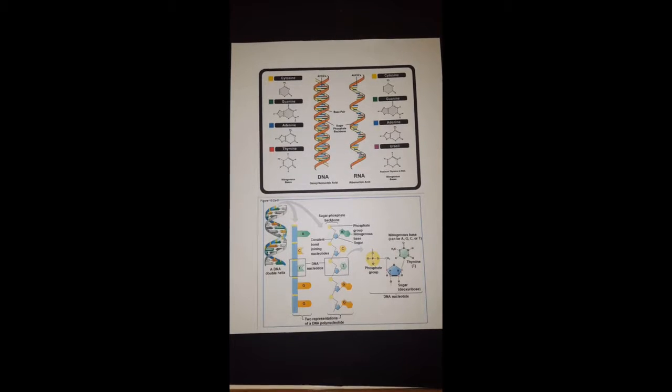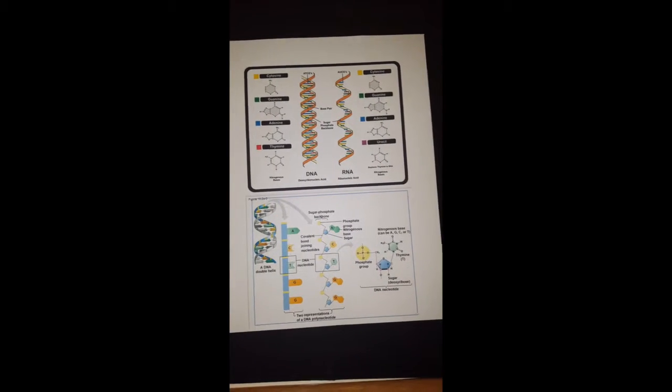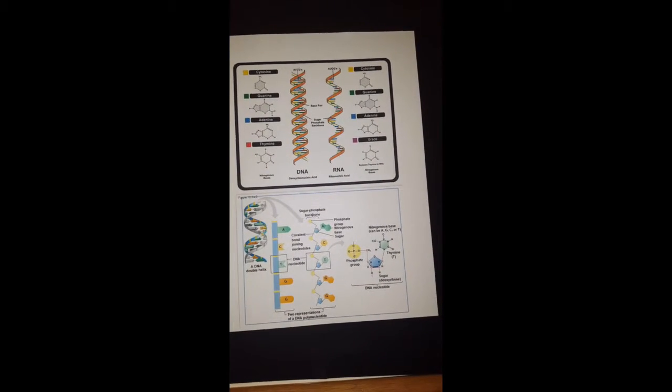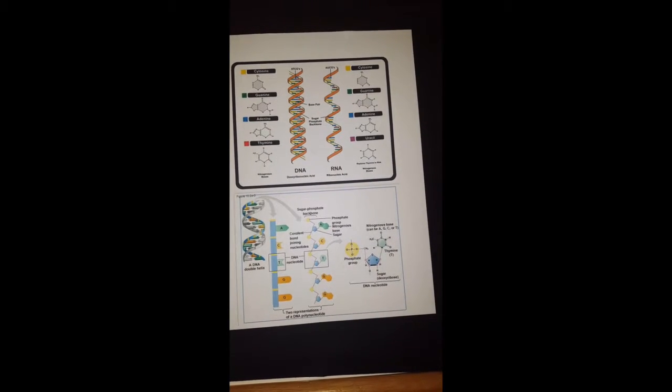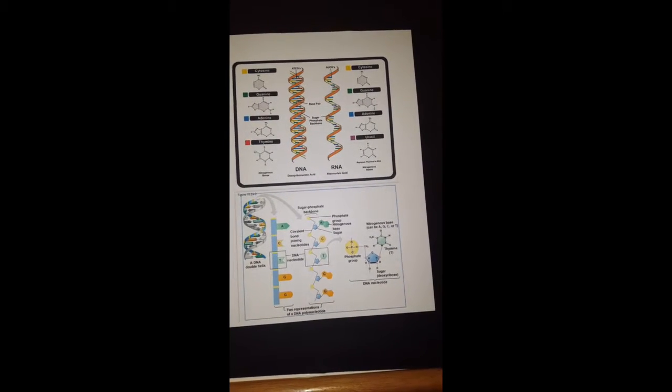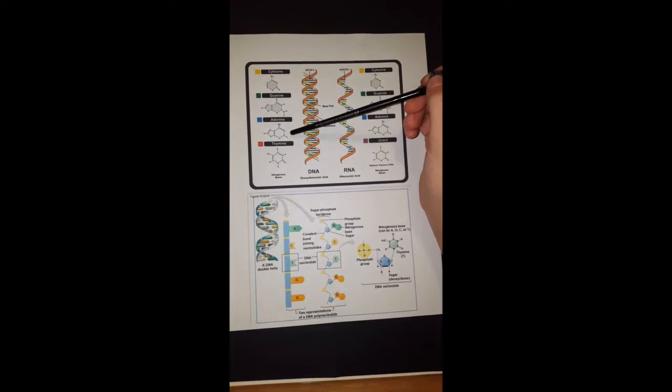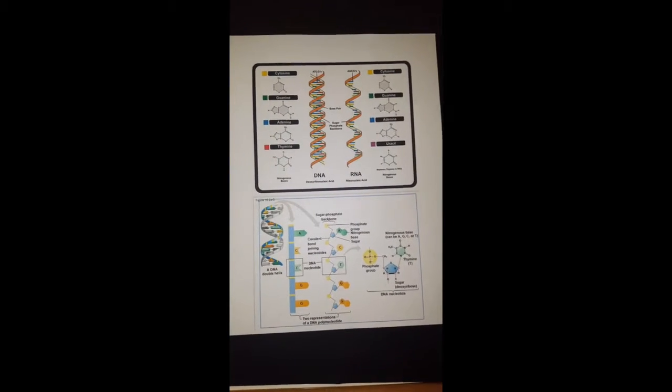DNA, or deoxyribose nucleic acid, is a long molecule that contains our unique genetic code. DNA contains 4 basic building blocks, or what we call bases. There's cytosine, guanine, adenine, and thymine.